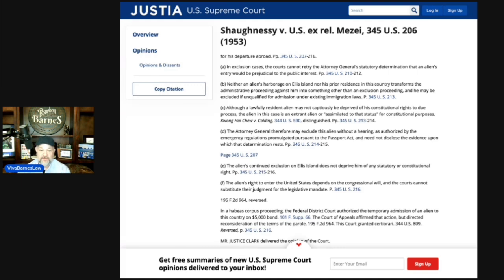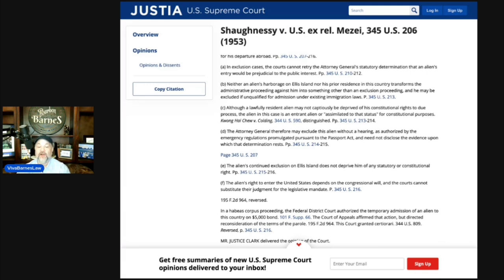Although a lawfully resident alien may not be unfairly deprived of his constitutional right to due process, the alien in this case is an entrant alien, or assimilated to that status for constitutional purposes, distinguishing prior cases. The Attorney General, therefore, may exclude this alien without a hearing, as authorized by the emergency regulations promulgated pursuant to the Passport Act. And he need not even disclose the evidence upon which that determination rests, not even to the alien himself and not to the courts. The alien's continued exclusion does not deprive him of any statutory or constitutional right. Why? Because the alien's right to enter the United States depends entirely on congressional will, and courts cannot substitute their judgment for Congress's judgment.